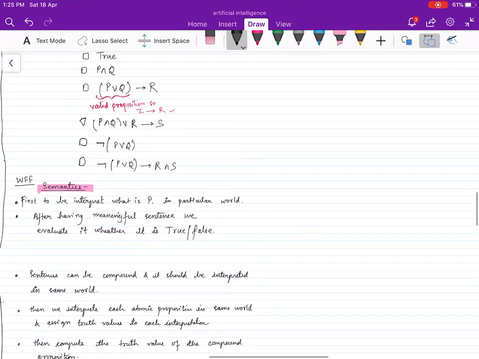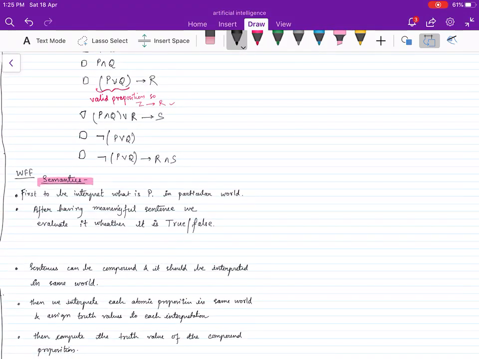So what is the meaning of, what is semantics? First is to interpret what P is in a particular world. We will be discussing what a world is. After having a meaningful sentence, we evaluate whether it is a true or a false sentence.